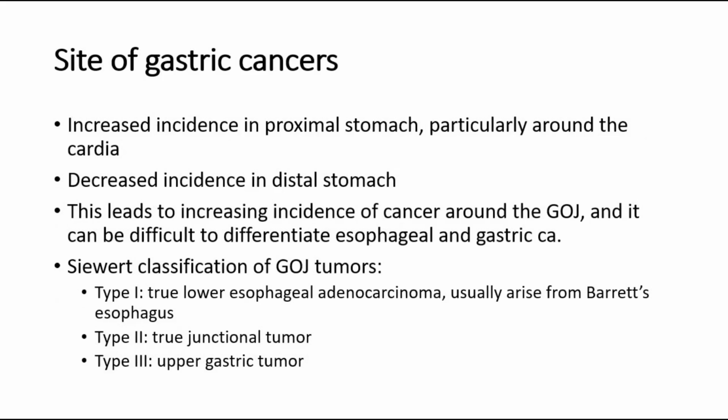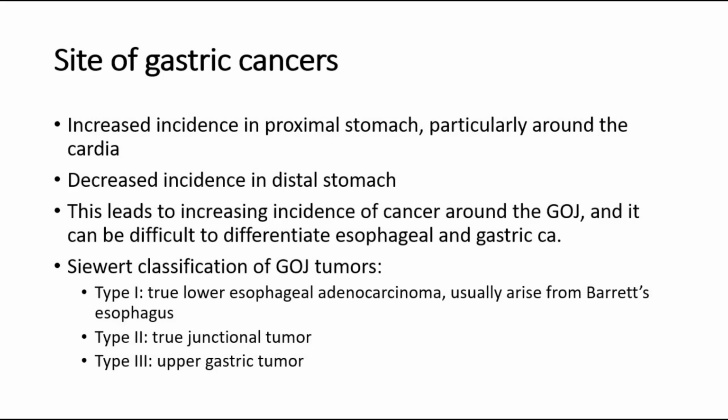Site of gastric cancers: there is an increased incidence in proximal stomach, particularly around the cardia, and decreased incidence in distal stomach. This leads to increasing incidence of cancer around the GOJ, and it can be difficult to differentiate esophageal and gastric cancer. The Siewert classification of GOJ tumors. Type 1 is a true lower esophageal adenocarcinoma, usually arise from Barrett's esophagus. Type 2 is a true junctional tumor. And type 3 is an upper gastric tumor.